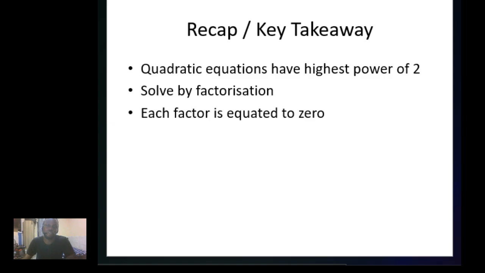So now the takeaway for this class is this: a quadratic equation is an equation that has the highest power of 2. A linear equation has the highest power of 1, and then we have the cubic equation, which is what? 3. But the quadratic equation is the one we have here, and the highest power is 2. We solved everything by the factorization method. Know that there are so many other methods that we can use to solve quadratic equations, but the one we use in this class is the factorization method. And each factor is equated to 0 so that we can get our roots, the values of x.